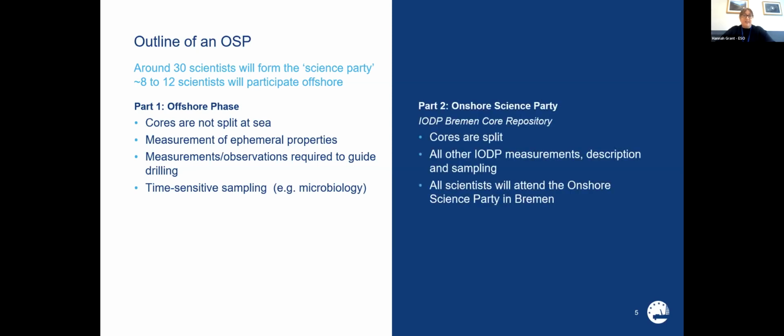So following the offshore phase, phase 2 of the expedition is the onshore science party, which is held at the IODP Bremen Core Repository, where the cores are split and the full suite of IODP measurements, description and sampling takes place. So the whole science party, including those who sailed offshore, are expected to attend. The OSP, therefore, is more than just a sampling party compared to what sometimes occurs for the other IODP platforms. It is in fact equivalent to the main analysis that usually takes place offshore on the larger IODP vessels. So the key point here is that the expedition is both the offshore and the onshore phases together.